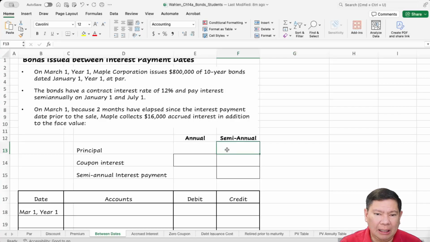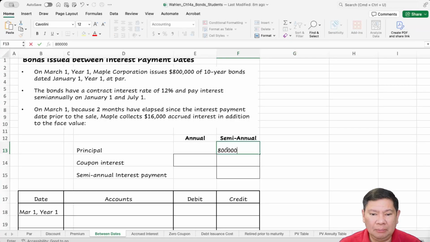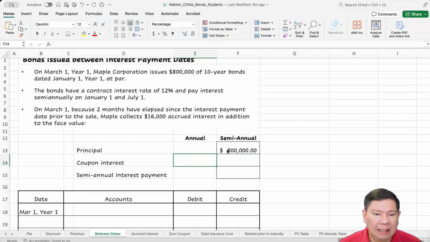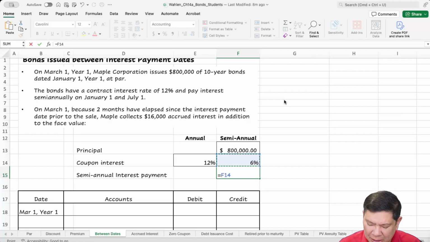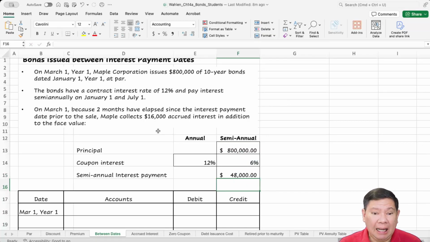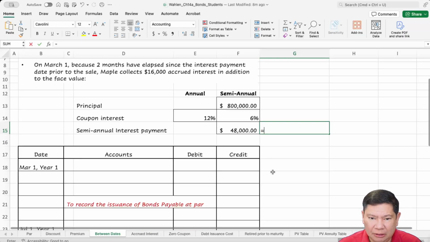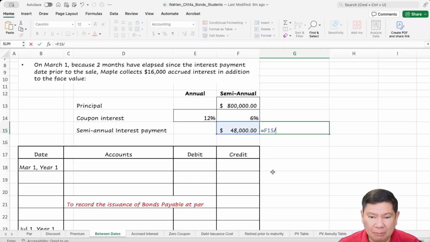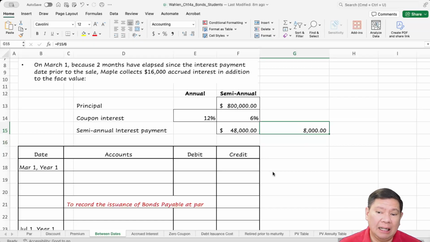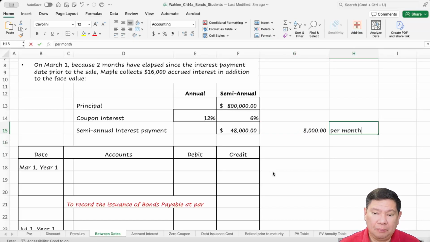The principal is 800,000. Okay, the coupon interest is 12%, but because this is semi-annual, it's going to be 6%. So the semi-annual interest payment is going to be 6% times 800,000, which is $48,000. That's for 6 months. If you want to calculate per month, it's going to be divided by 6, $8,000 per month. Okay, so that's the interest.